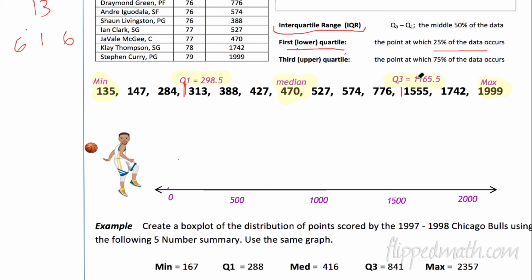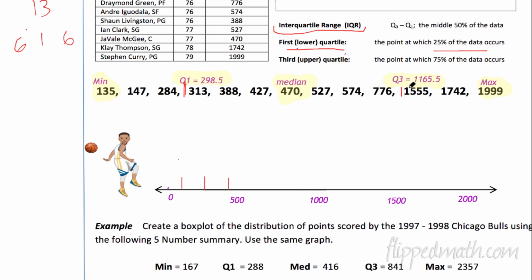Now, the way I do it is I just go and I put 5 vertical lines at the 5-number summary, each point there. So the first vertical line is at 135, and we have to estimate. All right, so that's 250. 135 is probably somewhere in there. So we put a line there. 298, that's pretty close to 300. I'm going to go with right about here. All right. The median's at 470. That's right before 500. So we got that right there.